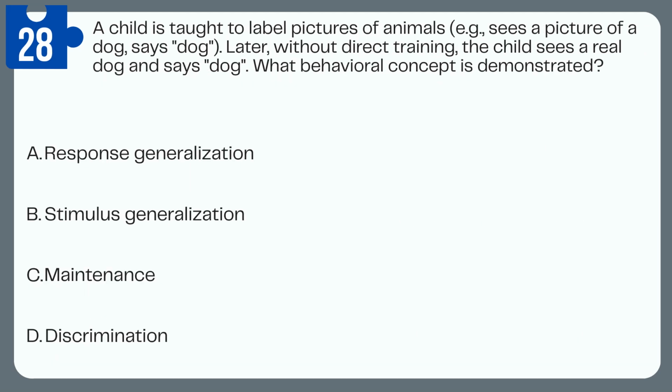Question 28. A child is taught to label pictures of animals. Example, sees a picture of a dog, says dog. Later, without direct training, the child sees a real dog and says dog. What behavioral concept is demonstrated? A. Response generalization. B. Stimulus generalization. C. Maintenance. D. Discrimination.